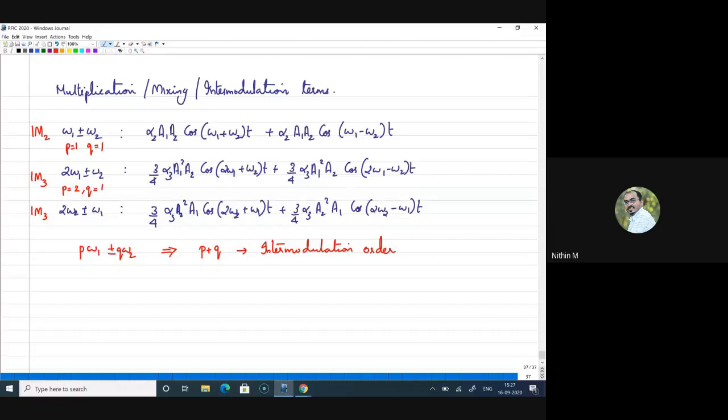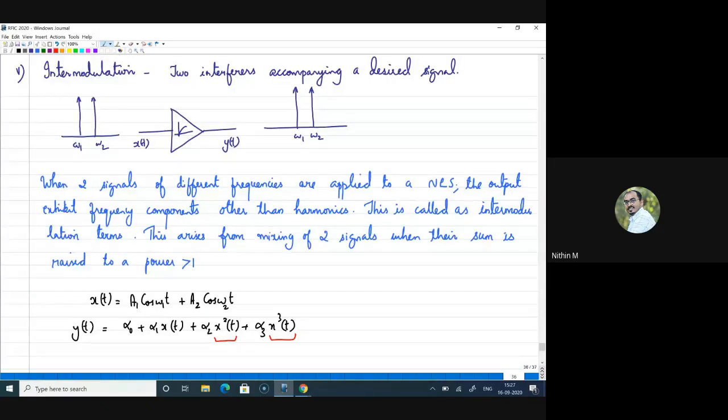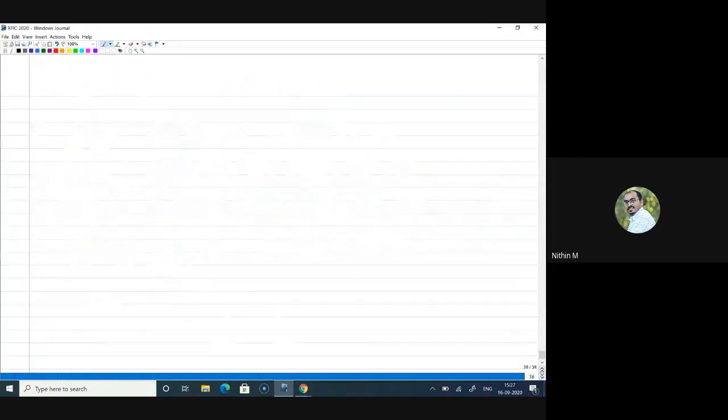Okay, so let me continue. Since we have considered up to third order nonlinearity, we have ended up with two intermodulation terms. One is IM2 terms and the second is IM3 terms, right? So now let us consider the practical aspect of this. We started with the idea of what will happen when there are two interferers accompanying a desired signal. So what will happen here? Okay, I'll just redraw this.